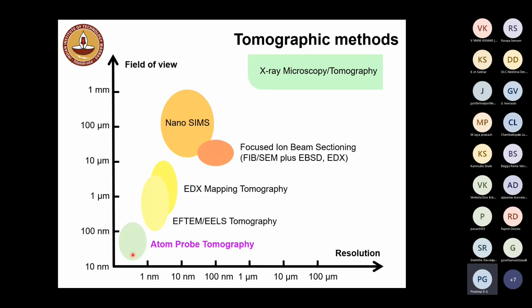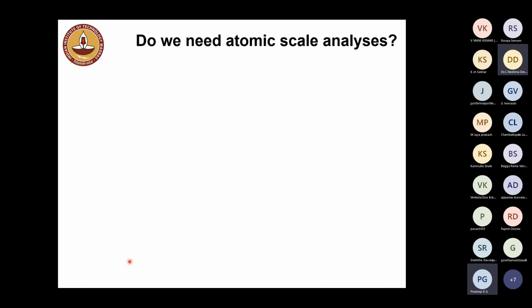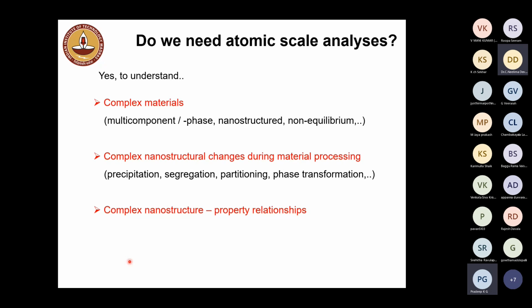So now the question is, why do we need to do this kind of a high resolution three-dimensional imaging, which is a tomographic imaging at atomic resolution? Because to understand most materials, any material that you have in common day life or anything that you do in a research lab, they're all complex. There can be multi-component, multi-phase, nanostructure, equilibrium, non-equilibrium, solubility changes as you have these variations. Then they can have complex nanostructural features. That means the morphology can be complicated. They can have local partitioning, segregation, etc.